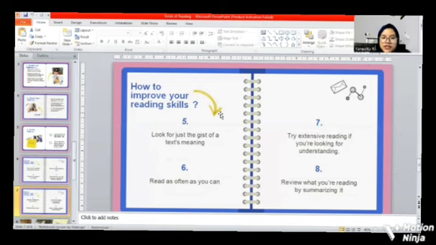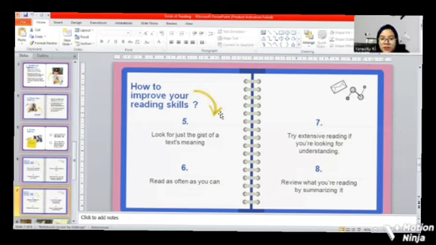Number 6, read as often as you can. The more you read, the easier it becomes. Practice for at least 15 to 30 minutes a day, every day, maybe you can make it a habit. It will make a big difference.